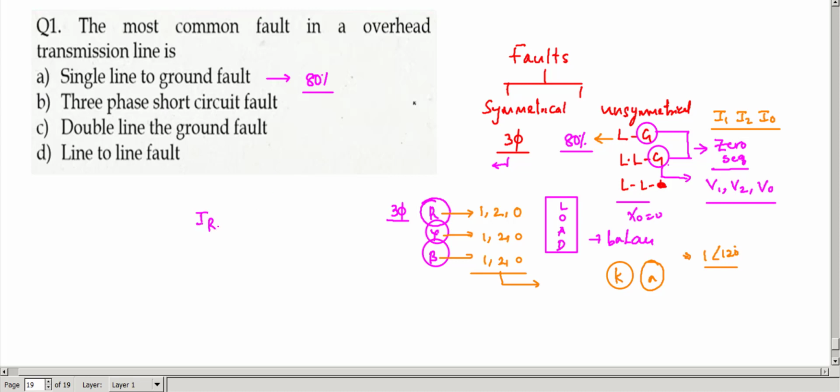IR0 equal to IR1 equal to IR2 equal to IR by 3, that is equal to fault current by 3. So fault current equals 3 times IR1. You have to remember these things very nicely and keep them in mind. Okay, let's see the next question.